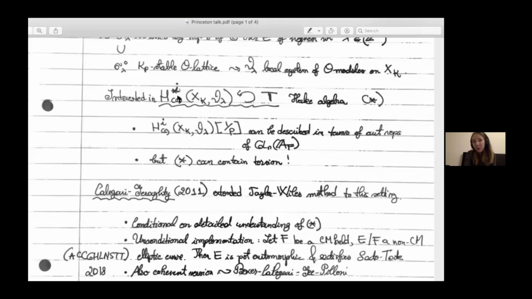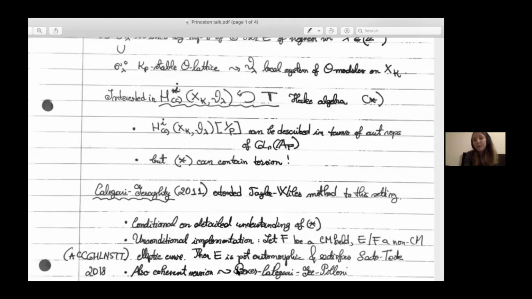And I should say what I'm going to discuss from now on is always going to be about the Betti cohomology of these locally symmetric spaces. And Caligari and Garrity also have a version of their method that applies to the coherent cohomology of Shimura varieties. And that has also been implemented unconditionally.